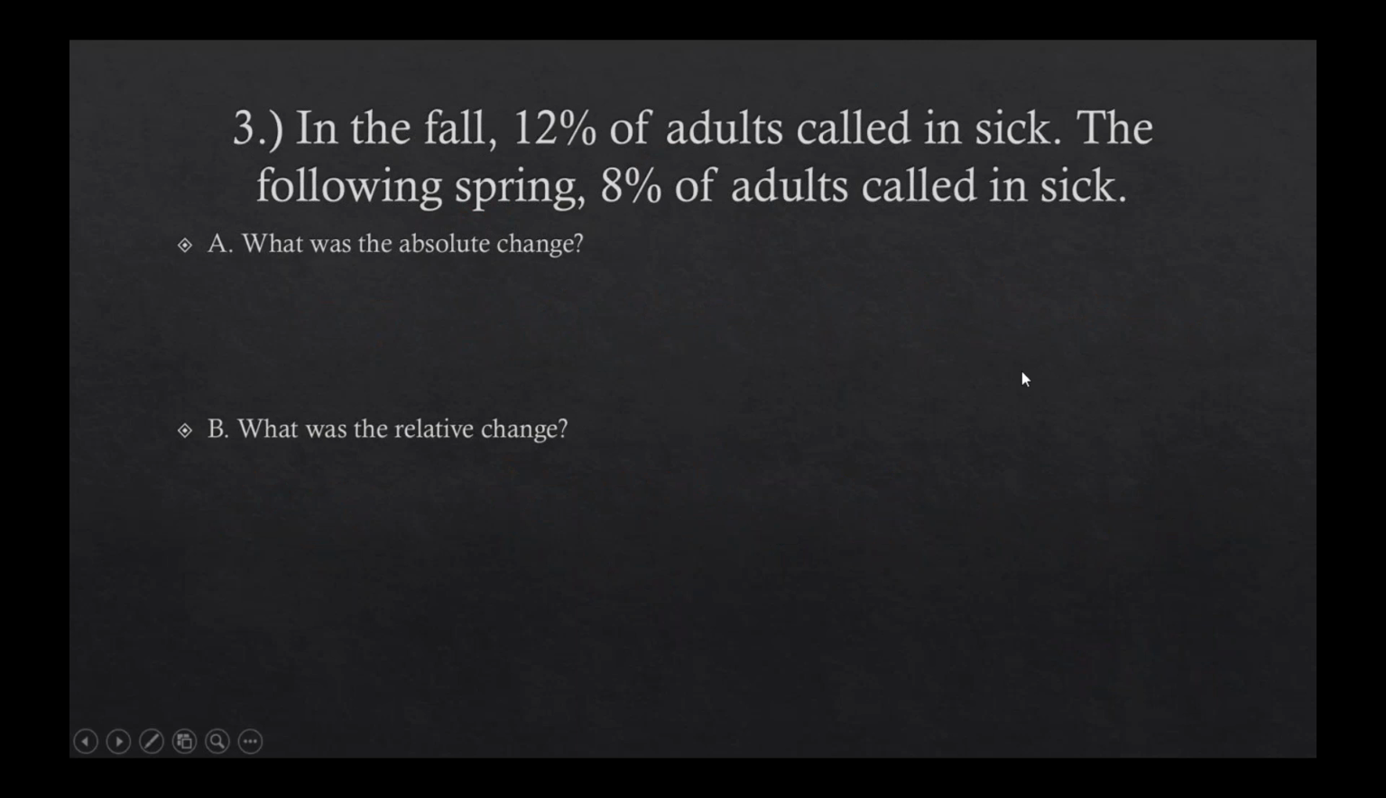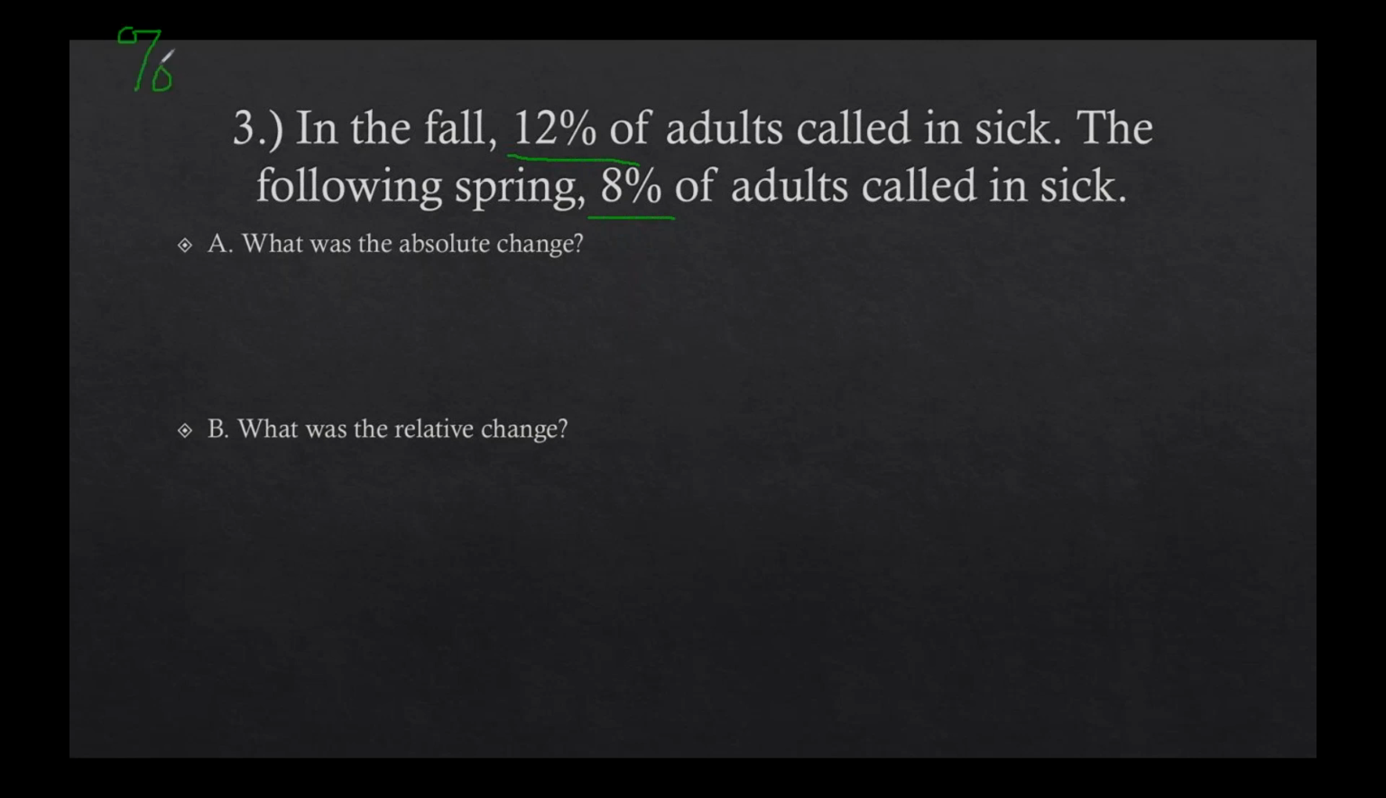Okay, now moving on to this section, number 3. We're going to do the same exact thing that we just did, but you'll notice the data points they gave us are percents. So we have to be able to differentiate between data values as percents and relative change as percents. You will notice in this problem, in the fall, 12% of adults called in sick. The following spring, only 8% of adults called in sick. These are just data. 12% of adults, 8% of adults.